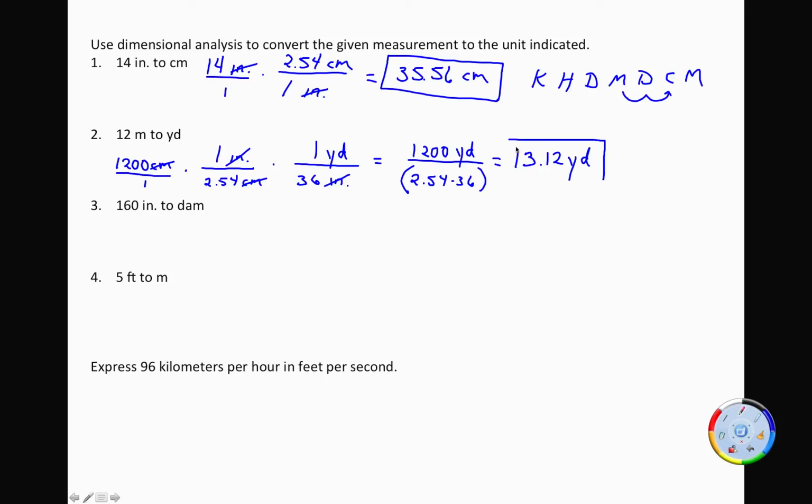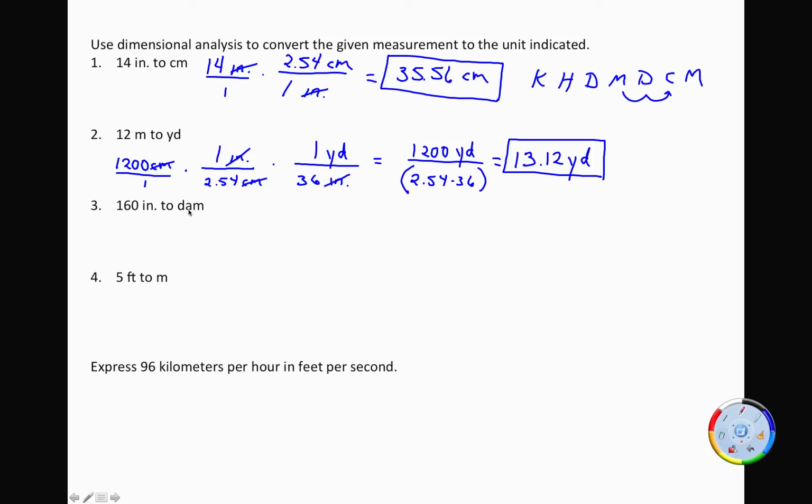And remember, we said a meter's about a yard, right? A meter's a little longer than a yard. It's about 36 inches, a little longer than a yard. So when I'm converting meters to yards, I better get close to the same number. So that makes sense for there to be a little bit more yards than meters, but very close: 12 meters, 13 yards.